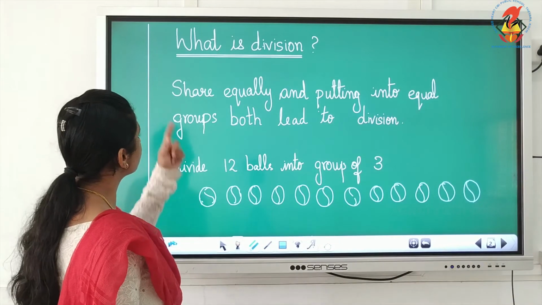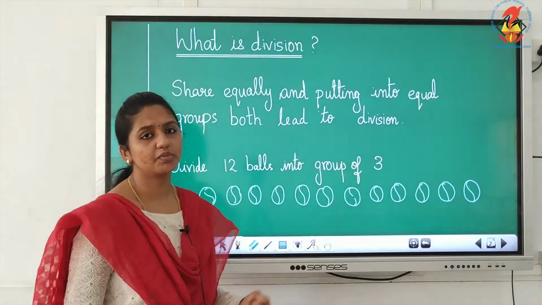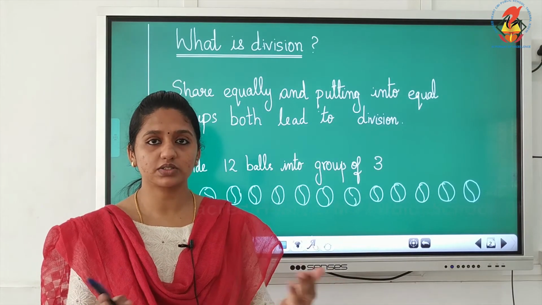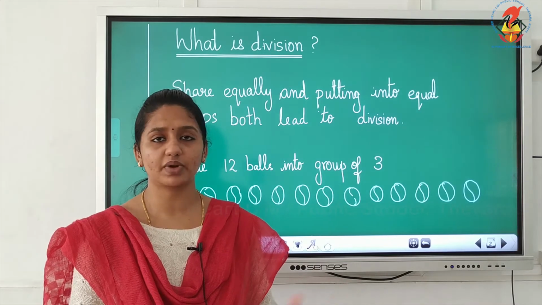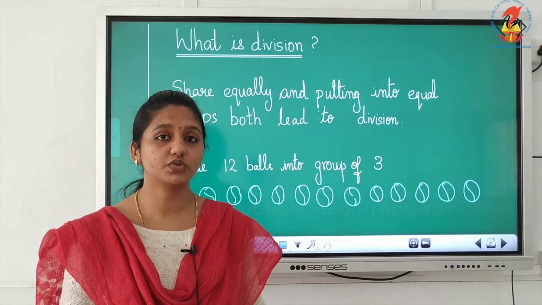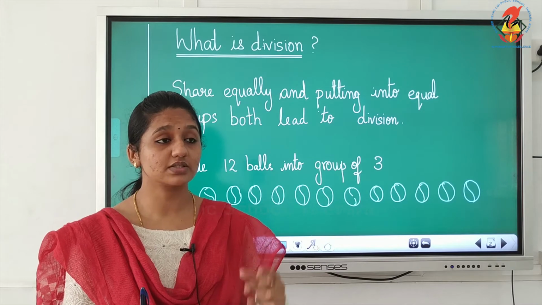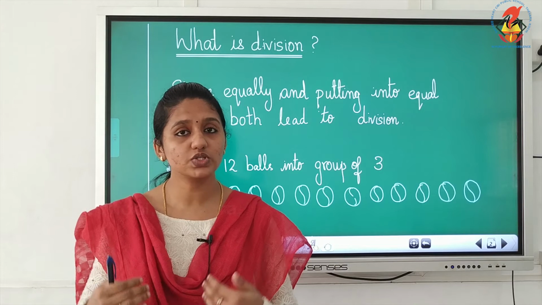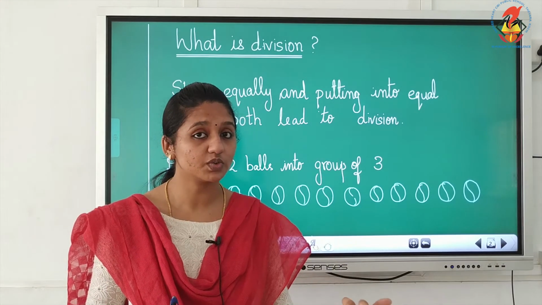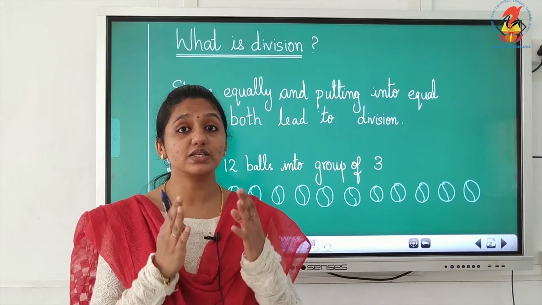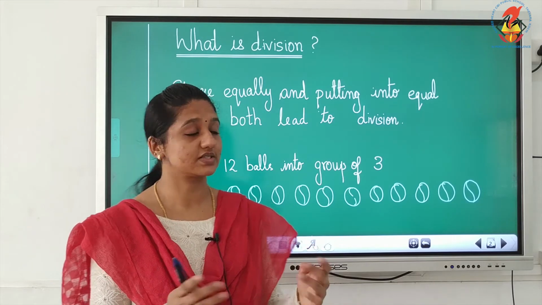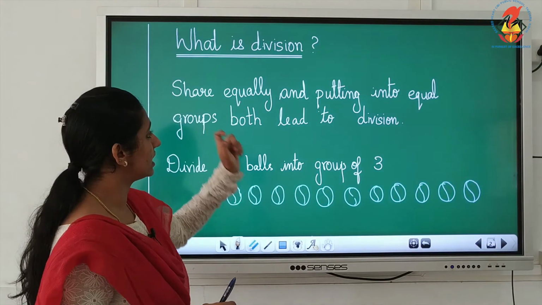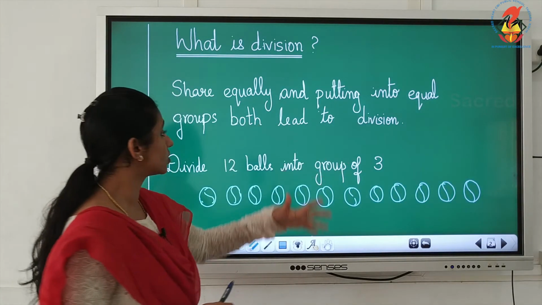So what is division? Share equally. That means you have 10 sweets. You share those 10 sweets with your friend or your brother. So how many sweets do you give to your brother? You give 5 sweets, right? So 5 sweets you take and 5 sweets you give to your brother. So that is how we equally divide the sweets. So we equally divide or share equally and put into equal groups.